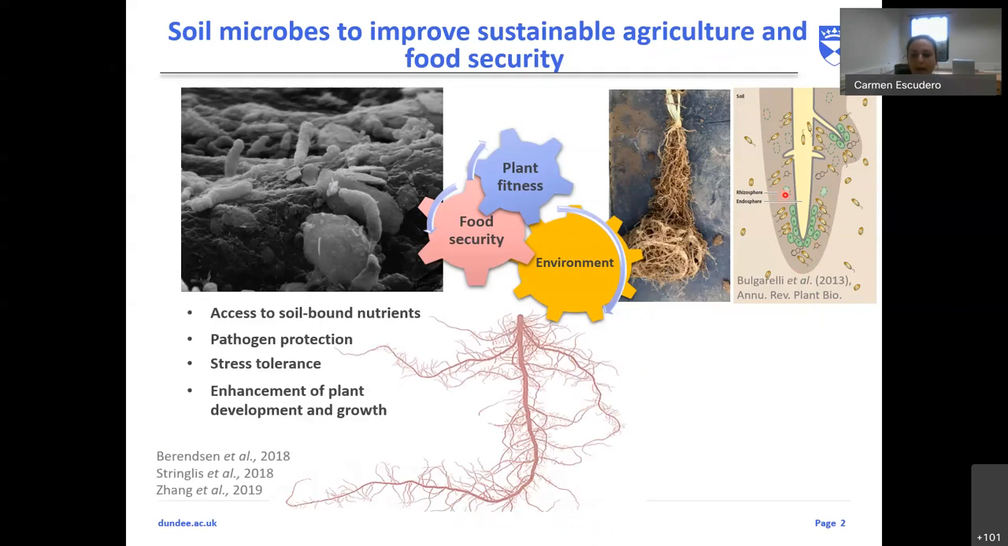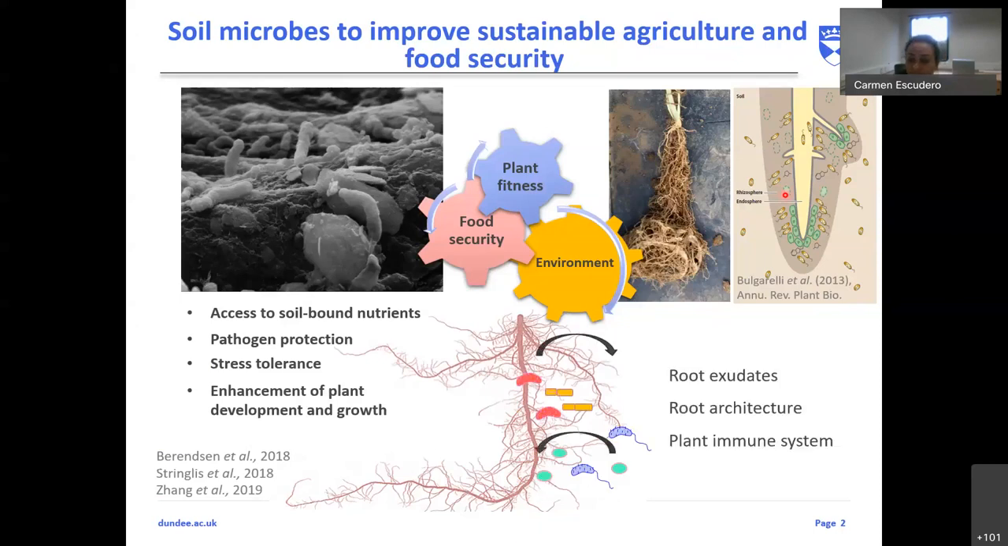But how are plants acquiring all these microbial services? We think that root exudates, root architecture, and the plant immune system can be impacting the recruitment of the microbiota. And what these three things have in common is that they have a genetic origin, a host genetic origin. And this is what we are going to explore in this project.